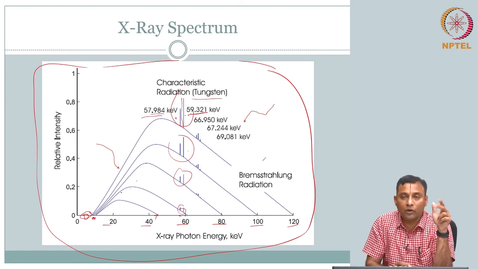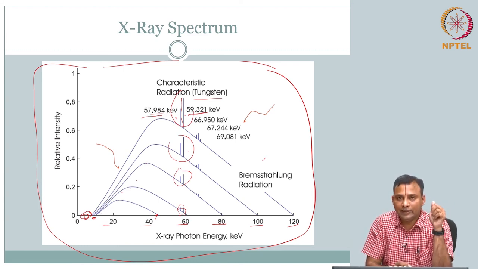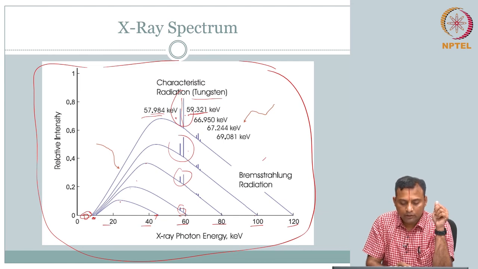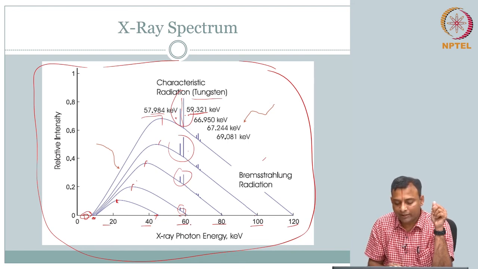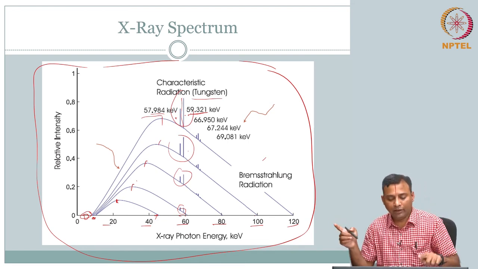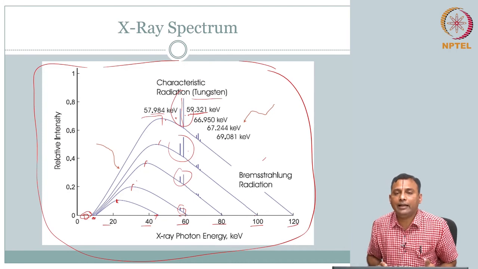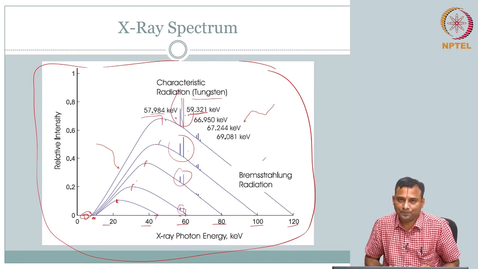So you can see that if I want to increase the X-ray intensity, I can. This peak, this peak, this peak, this peak, it seems like it's linear. So I can increase the voltage and therefore I can increase the X-ray intensity that is coming out. Okay.